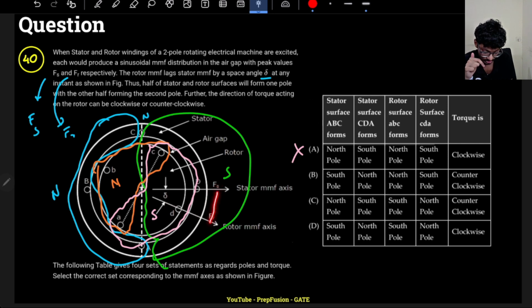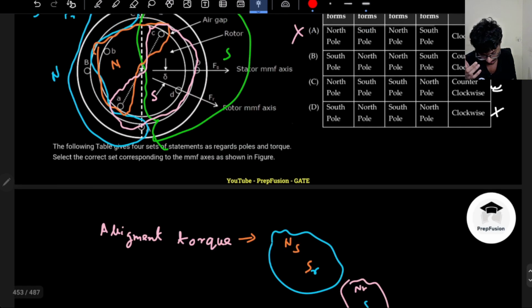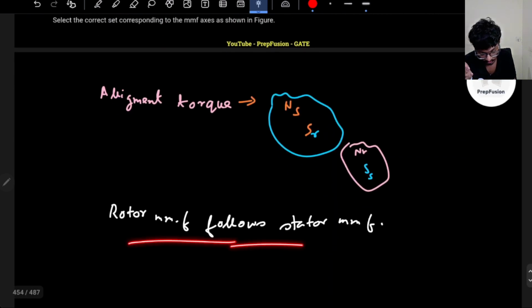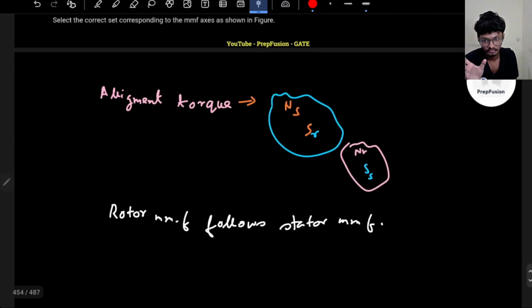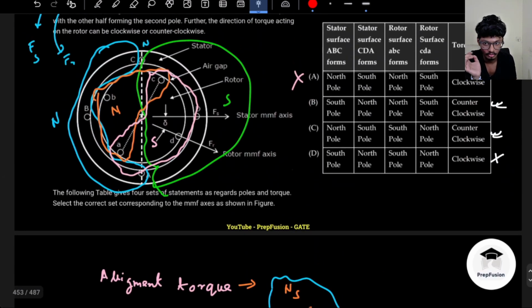So the torque will always be in the anti-clockwise direction only, counterclockwise. So the clockwise options are already gone. Counterclockwise can be a possibility, because rotor MMF always follows the stator MMF for a synchronous machine to work. Hence it will always be counterclockwise.